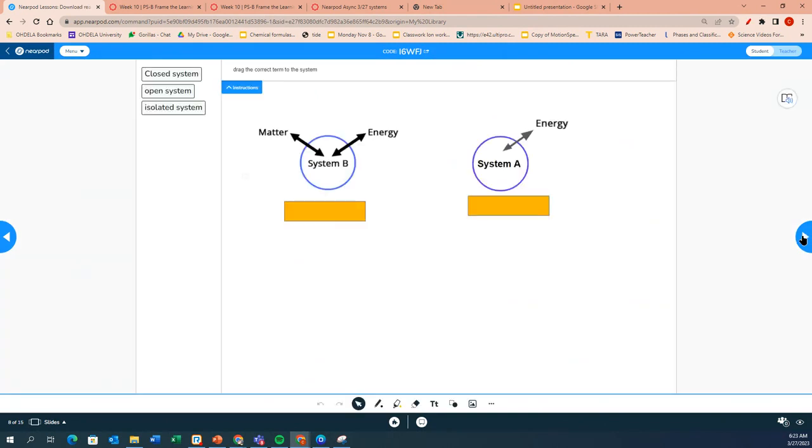All right, so let's take a look at this example. Here is a drag and drop. So here, system B, matter can enter or leave, and energy can enter or leave. So if you thought this was an open system, you would be correct. Here, system A, only energy can enter or leave. So that would be a closed system. We don't have a real good representation of an isolated system. An isolated system does not let anything leave.